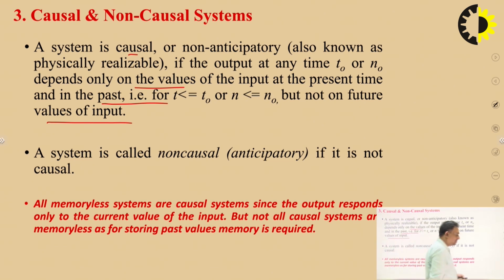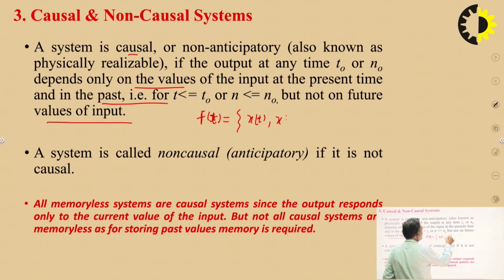So causal systems are the systems wherein the present output of the system depends upon the past values of input as well as present values of input, but not on future values of input. Means if your system is, let's say, f(t), then it will be dependent upon the present values of input and past values of input, but there will be no future value of input. So these are causal systems.